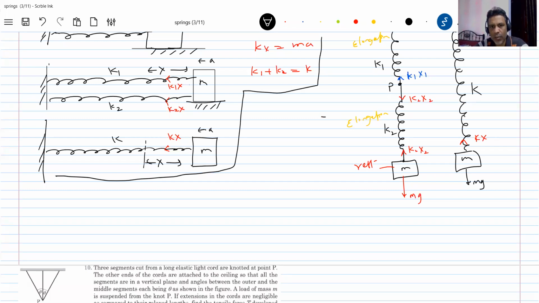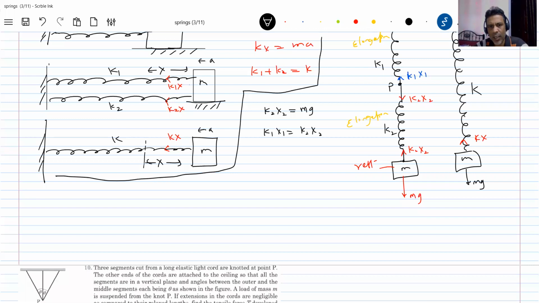Let's look at the block. So what you can write, K2 x2 equal to mg. Look at the point P. K1 x1 equal to K2 x2. You see that what is the state of springs? They are at rest, no? So the net force here should be 0. Net force at point P should be 0. So K1 x1 equal to K2 x2.